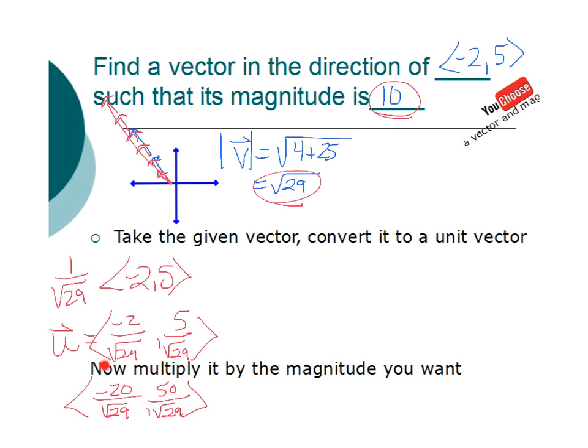And you've got it. That's one of the conveniences, one of the reasons that we use these unit vectors. It's kind of a middleman to get us to what we really want, which is a specific length.